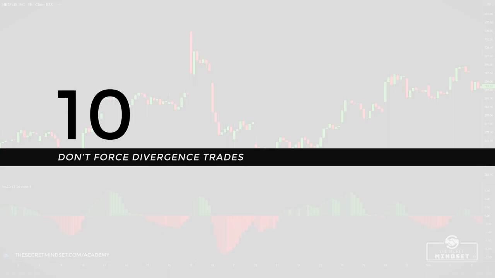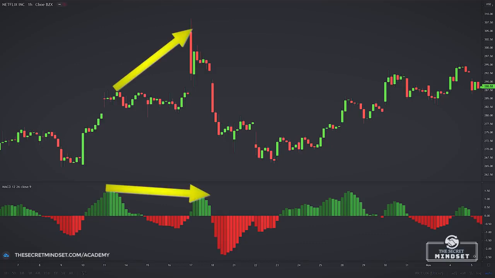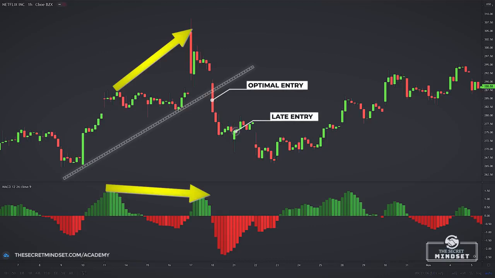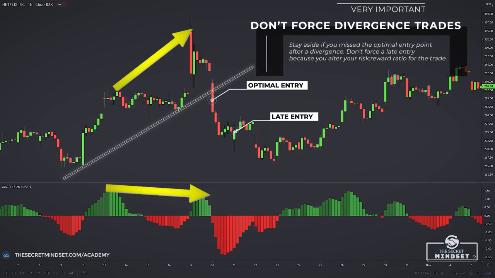Number 10. Don't force divergence trades. When trading divergences, you must be careful and precise with your entry point. If you spot a divergence, but the price has already reversed and moved in one direction for some time, the divergence should be considered played out. You missed the boat this time, and it's better to stay aside and don't force a late trade. All you can do now is wait for another swing to form and start over your divergence search.